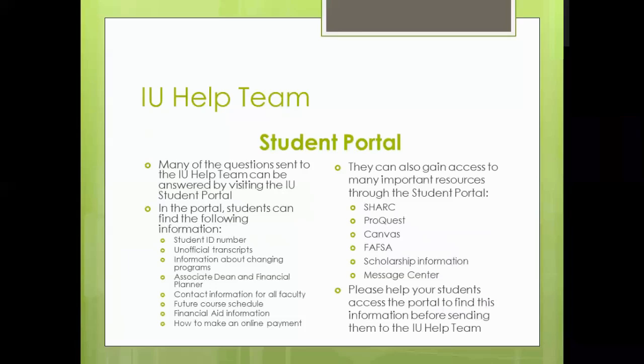In the portal, students can find the following information: their student ID number. They can find copies of their unofficial transcripts, information about changing their program. They can find their associate dean and financial planner, contact information for all faculty, their future course schedule, financial aid information, how to make an online payment. They can also gain access to many important resources through the student portal, such as SHARC, ProQuest, Canvas, the FAFSA, scholarship information, and the Message Center. So please help your students access the portal to find this kind of information before sending them to the IU Help team, just to save the students some time.